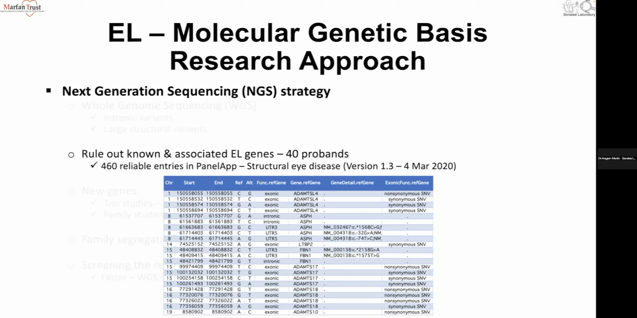One umbrella project from EL is to build a network of scientists to help us to create the first EL panel in this tool called PanelApp, to help others in the right direction when it comes to research in EL.